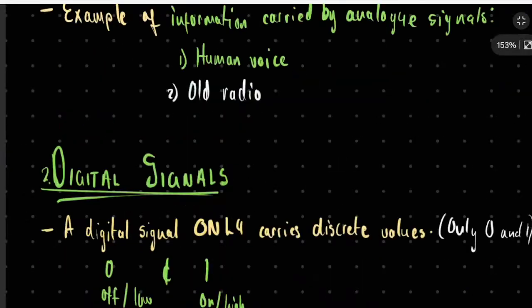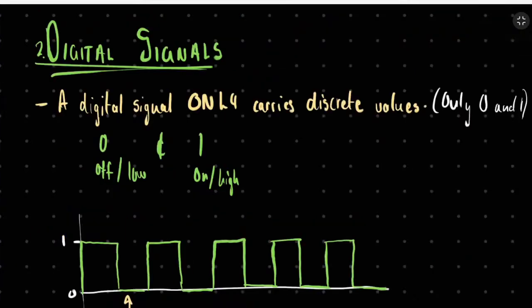A digital signal is a signal that only carries, or you can also say only takes, discrete values. It only varies between 0 and 1. So if it's a digital signal, it's either a 0 or a 1. You hear me?